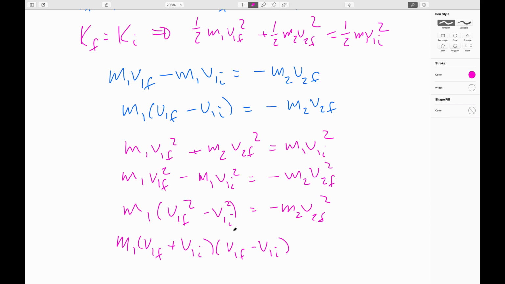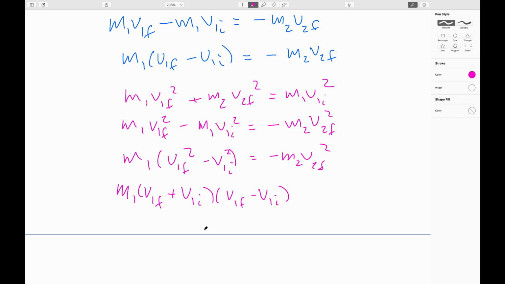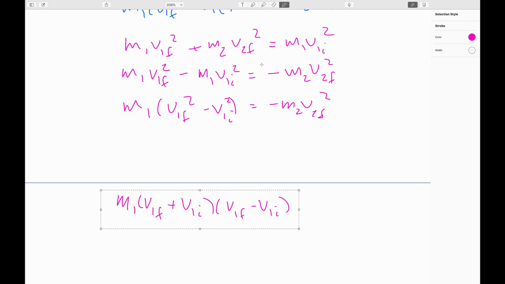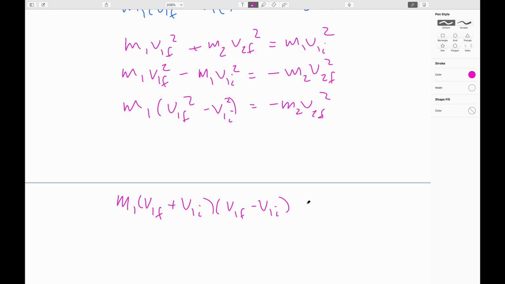So first, V1 final squared; outer, V1 initial squared with a minus sign; check, check. Inner, plus V1 initial V1 final; last, minus V1 initial V1 final. Hey, those last two terms cancel, so it does indeed work. Here, let me slide this down just a little bit to right there. Okay, good. All right, so that will equal minus M2 V2 final squared.